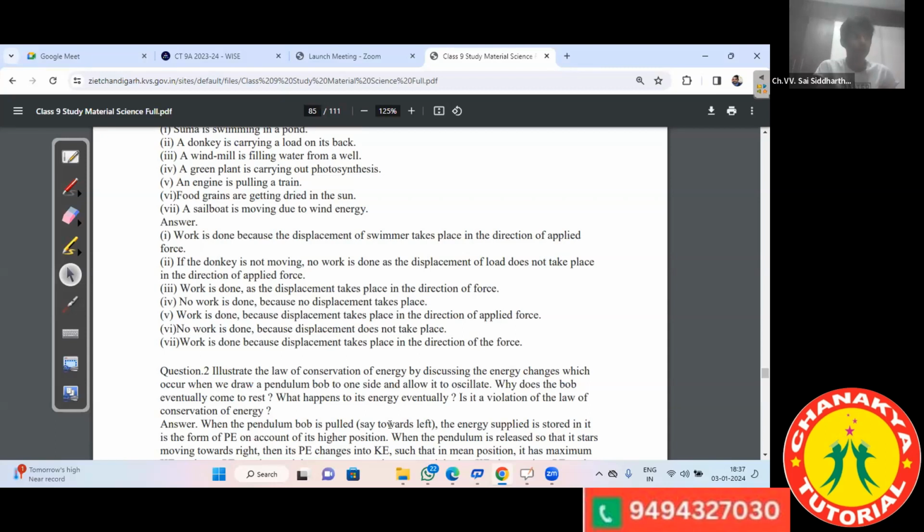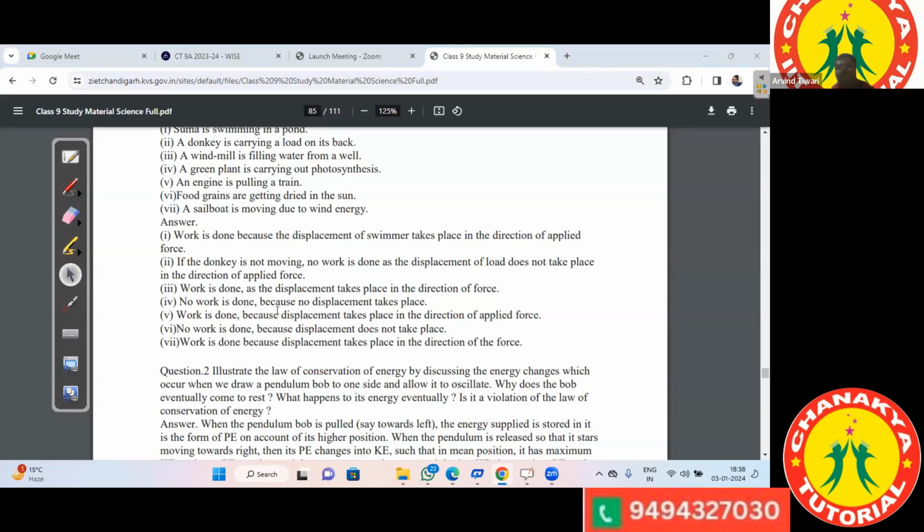When the pendulum bob is pulled towards the extreme, then the potential energy is zero, and when we leave it when it's at the mean position, then I guess the potential energy of the bob will be at the max, and when it's at the other end, then it will be at zero.